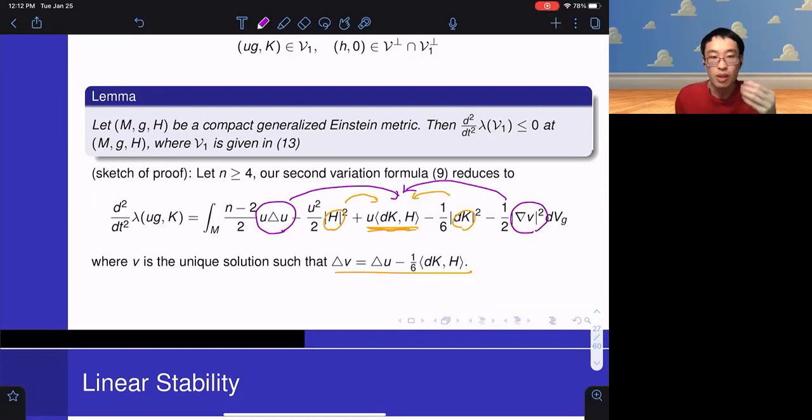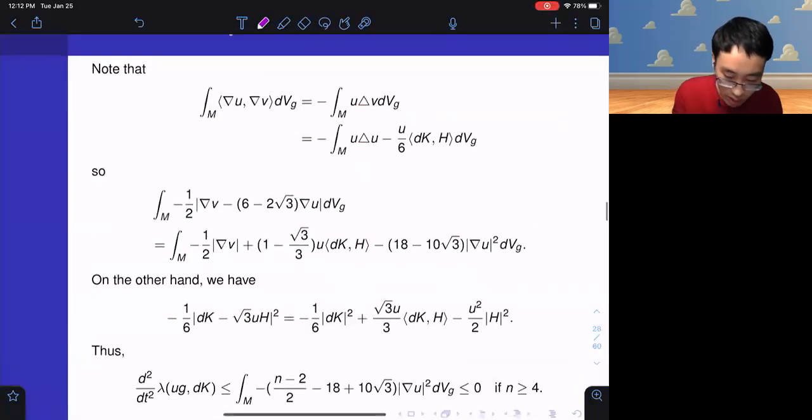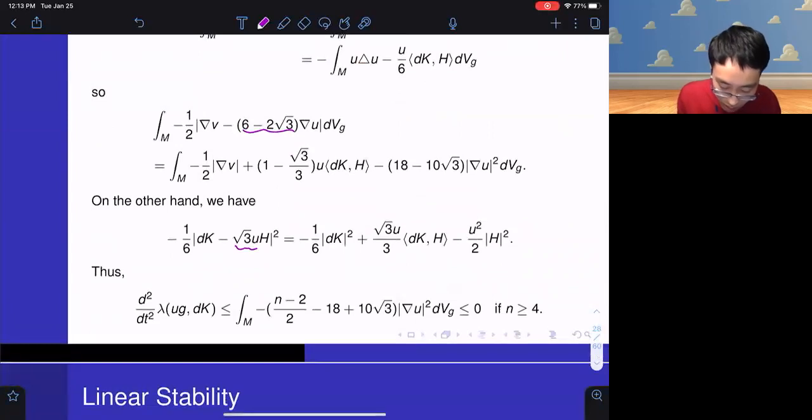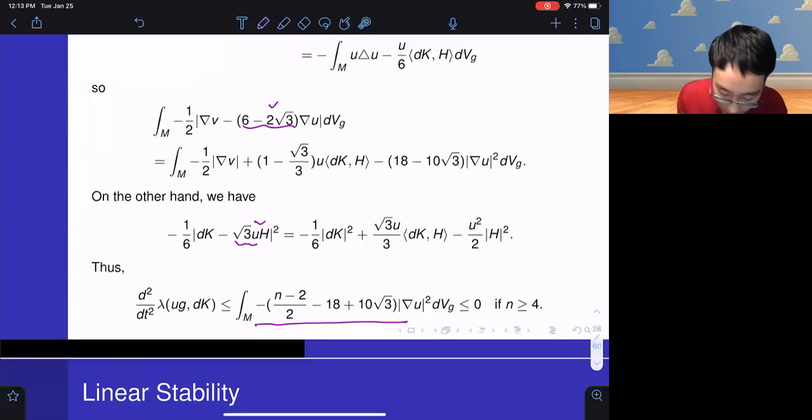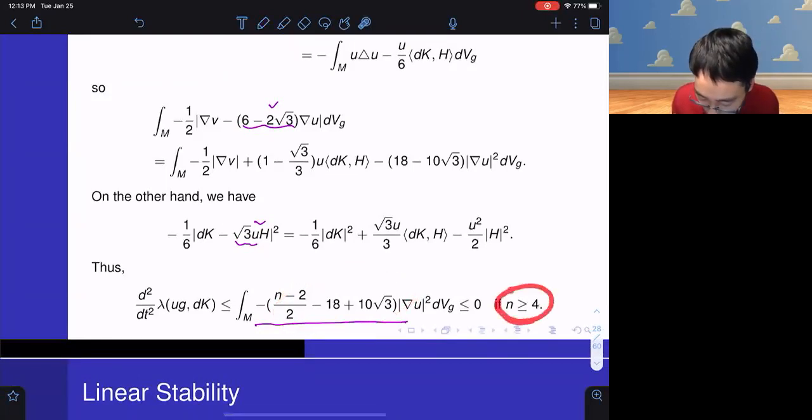Then after choosing a proper constant, this is the term I choose, and this is the term I pick. Then after choosing a proper constant, we can show that our second variation formula is bounded by this constant times the gradient of U squared. Actually, it depends on you to choose this quantity. And you can see that this term is non-positive if n is greater than 4. So the critical point lies in when n is 3.